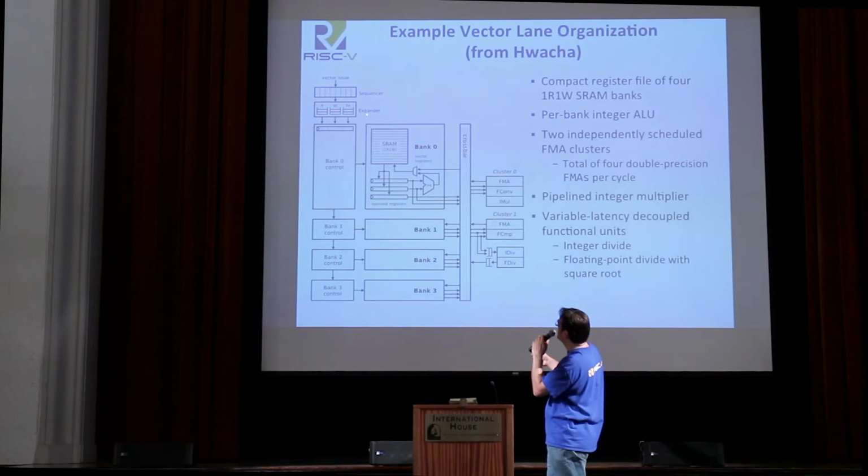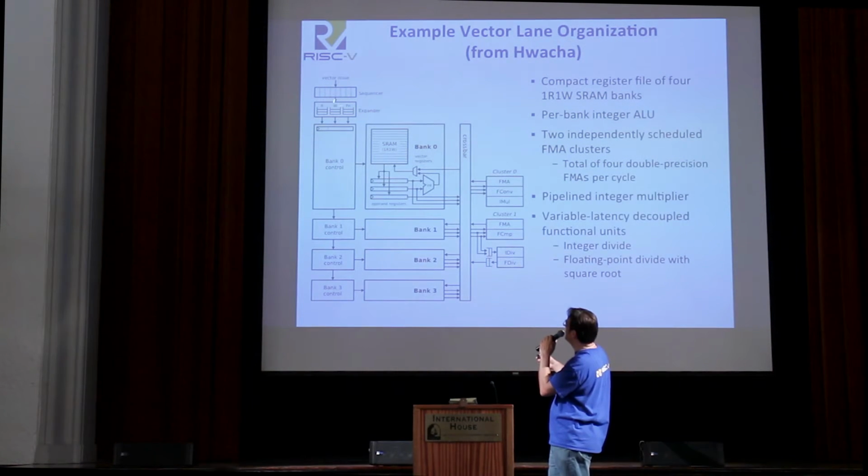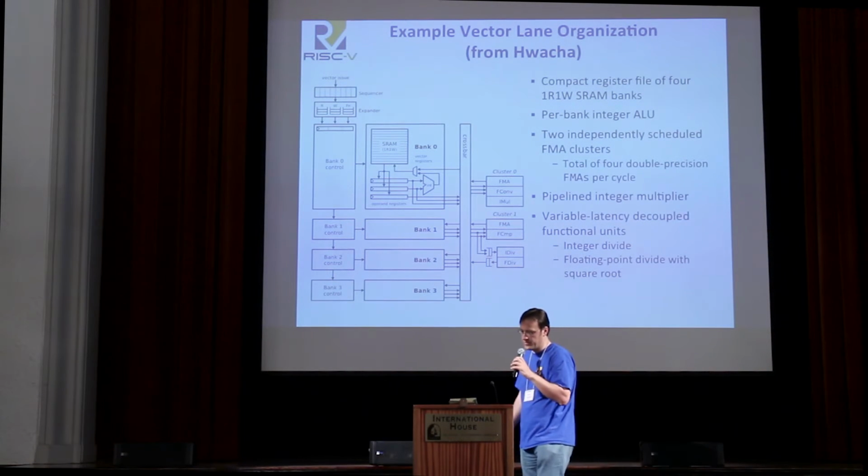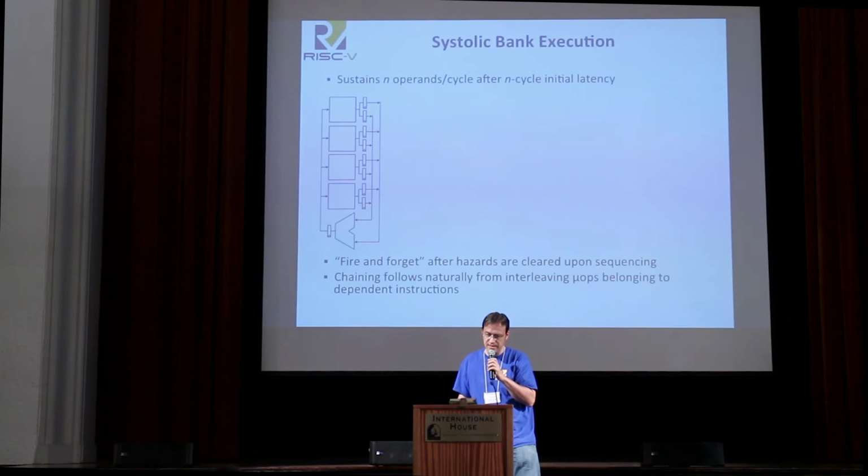One thing I should say, we do hazard detection and decode up here per strip of vector operations, and then we just push out micro-ops that go down and execute systolically across the banks. So it's fire and forget: issue a little control word that drives all these banks to do the right thing. So it's a very efficient execution model.